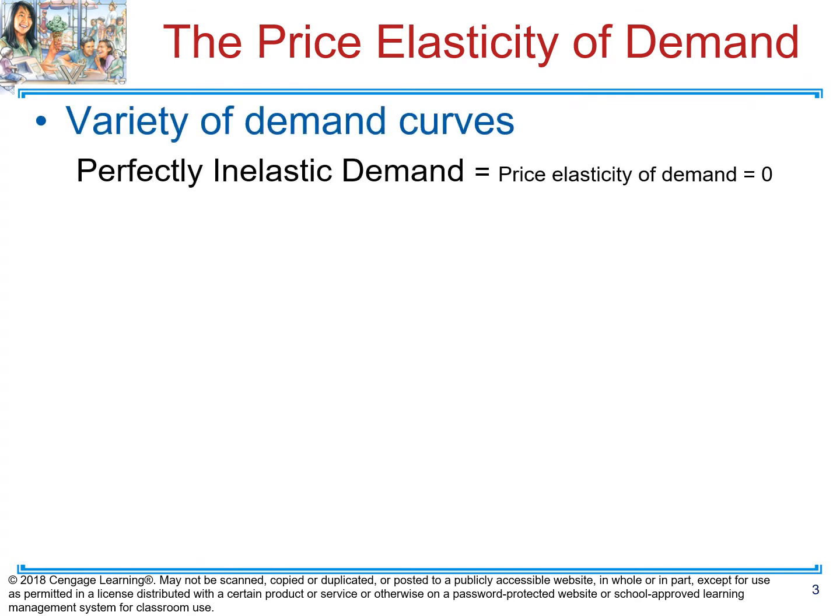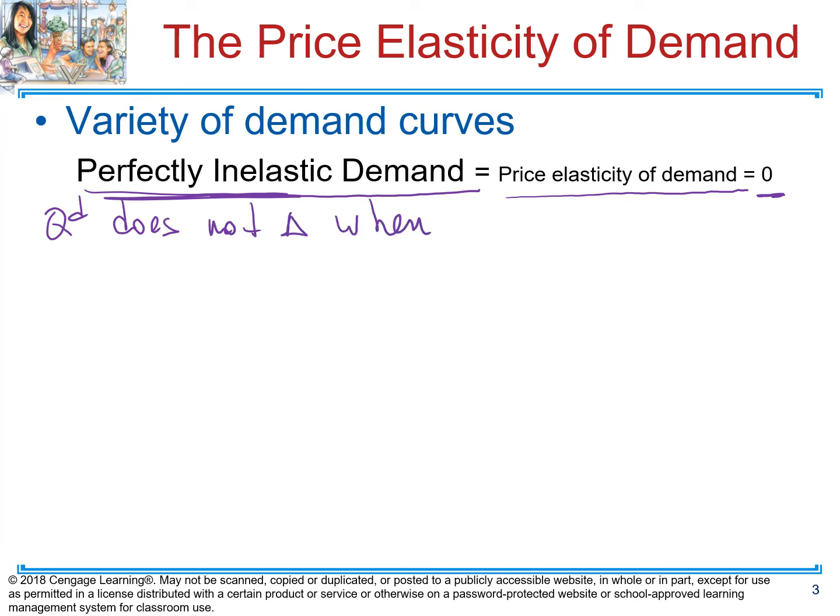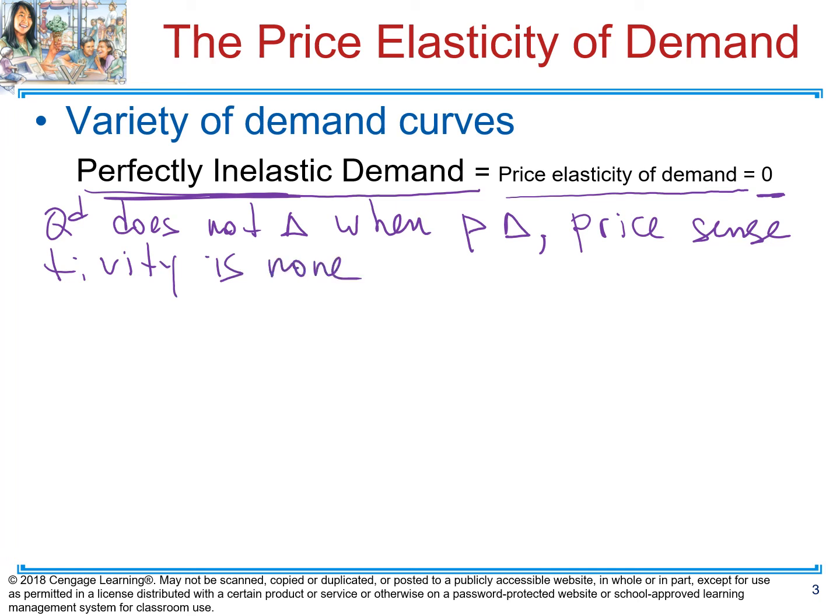So we're moving on to a new demand curve, and it's perfectly inelastic demand, guys. Perfectly inelastic demand falls into almost an unrealistic category, but price elasticity for perfectly inelastic demand is equal to 0, and therefore quantity demanded does not change when price changes. And remember, price sensitivity is none in this situation, because quantity demanded does not change. It stays the same. There's no percentage change in quantity demanded. And our demand curve is going to be a vertical line.